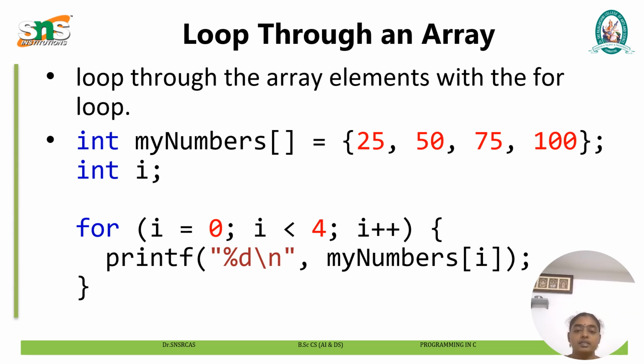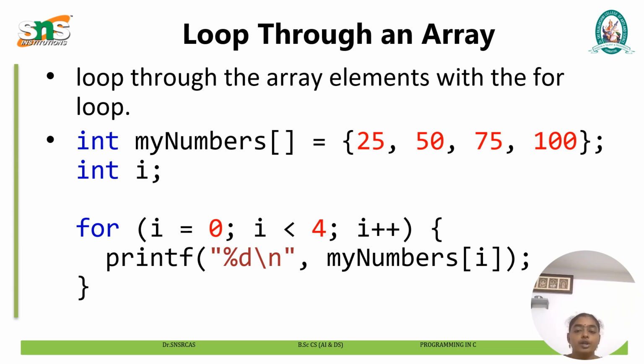Now the array size is 4. The index number is 0 to n minus 1. Here n minus 1 means 4 elements, so 0 to 3 is the index range. Now we declare an i variable for using a for loop: for i equal to 0, i less than 4, i plus plus. Inside the for loop we display the array elements.